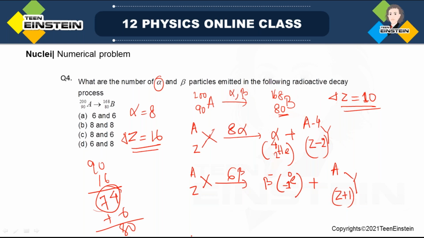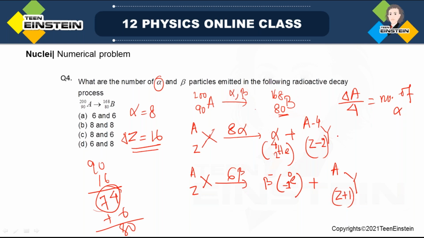So this is how you have to see. How many alpha particles have been emitted can be obtained from the mass number difference. If you have the mass number difference known, divide that by 4, and you will get the number of alpha particles.